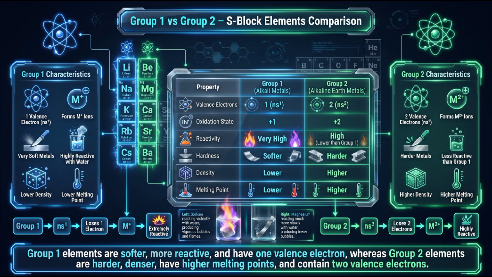The infographic compares these two groups side by side, helping us understand how the number of valence electrons influences the behavior of each family. The most fundamental difference between Group 1 and Group 2 elements is the number of valence electrons. Group 1 elements have only one electron in their outermost shell, giving them the electronic configuration ns¹. Examples include lithium, sodium, potassium, rubidium, and cesium.